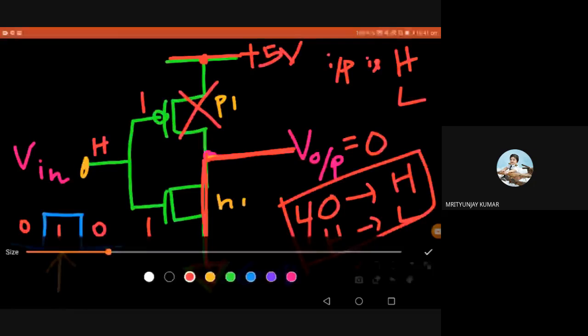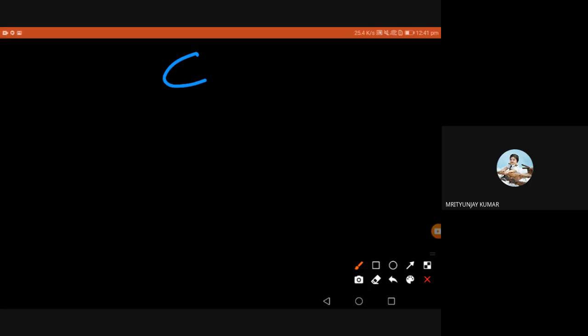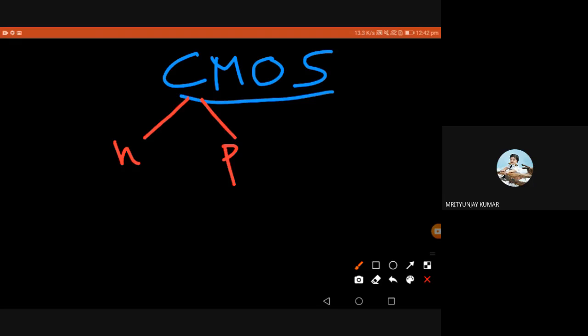So what we have done here is we have designed an inverter using two transistors, NMOS and PMOS. This is basically called CMOS. You might have heard when you buy smartphones or cameras, they tell you CMOS camera, CMOS chip, CMOS transistor. CMOS means complementary metal oxide semiconductor. What is complementary? Because we are using N-type MOSFET and P-type MOSFET. That is why it's called complementary.